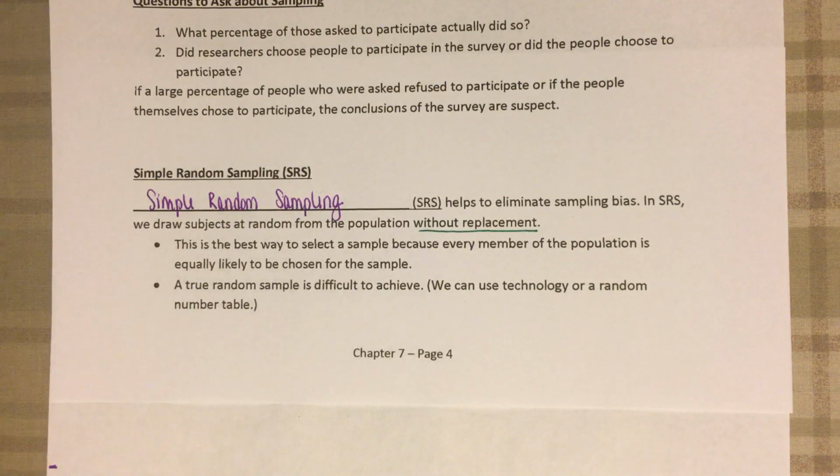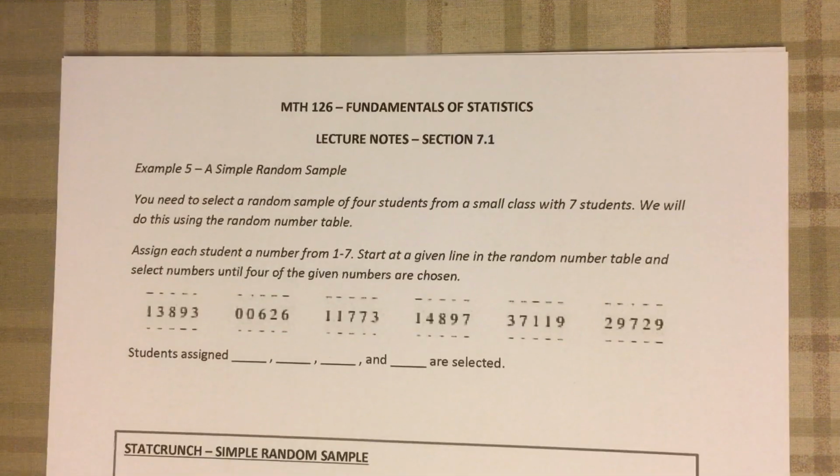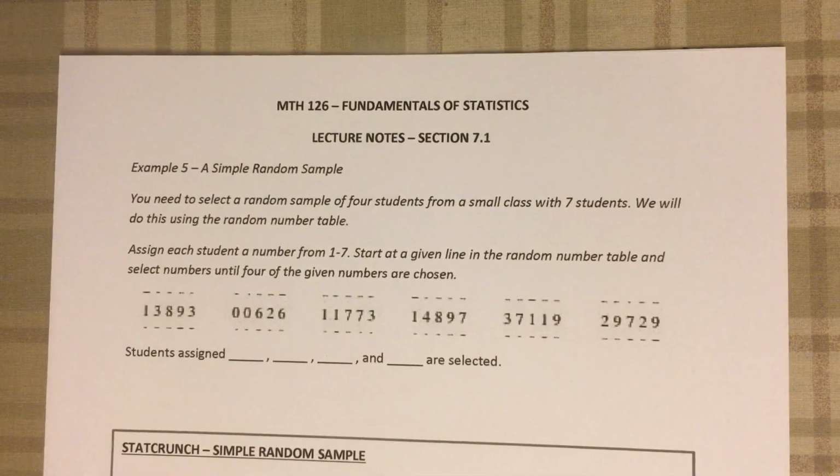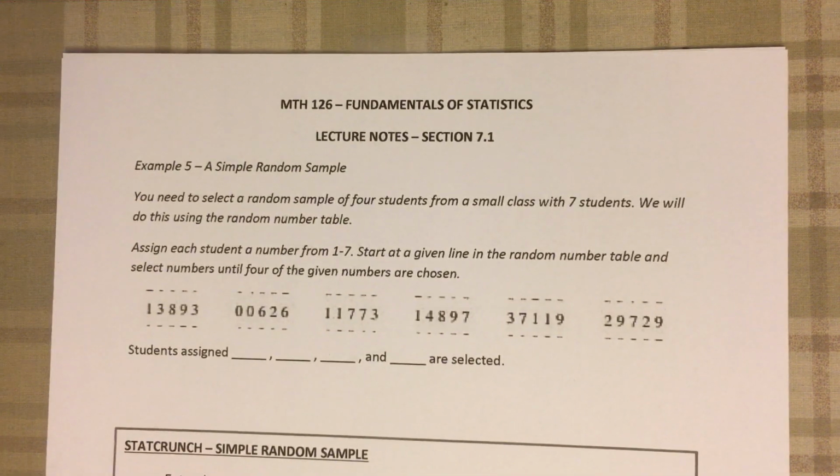But the only problem with this is a true random sample is difficult to achieve. So to find these truly random samples, we're going to use our random number table that we saw back in previous chapters. In this first example, you need to select a random sample of 4 students from a small class with 7 students. We will do this using the random number table.